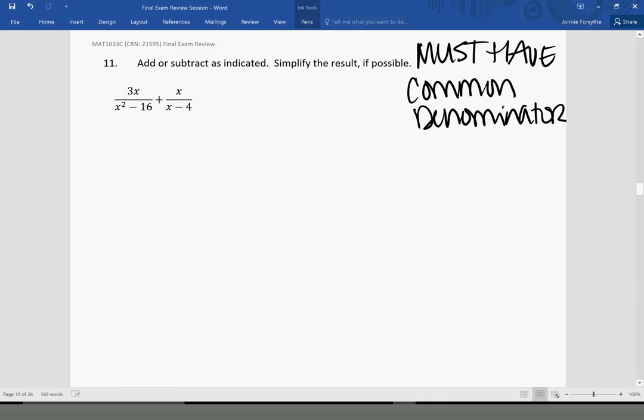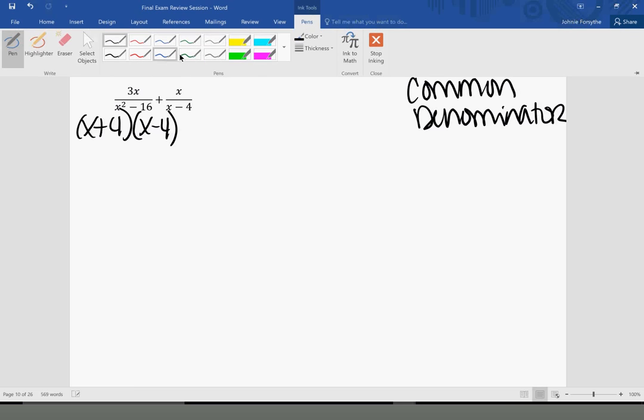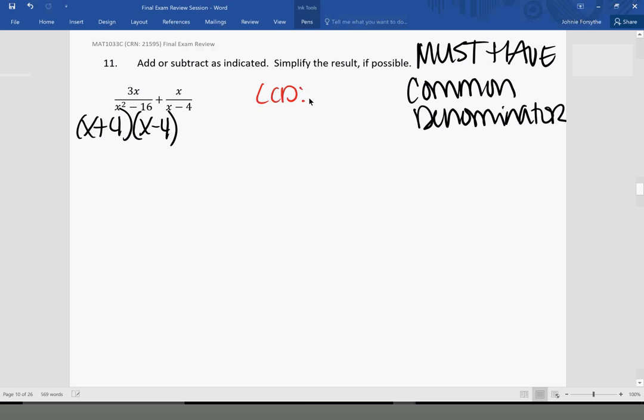So x squared minus 16 can be factored using the difference of two squares. That's actually x plus 4 times x minus 4. So the first denominator is x plus 4 times x minus 4. The second one is just x minus 4. So our least common denominator needs to have all the factors represented. So we have an x plus 4, and we need to have an x minus 4. And that's it.